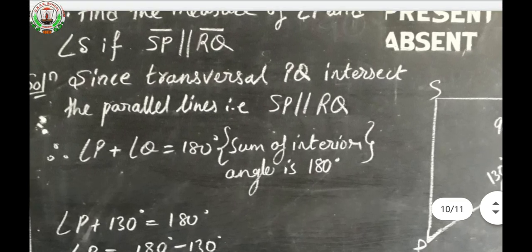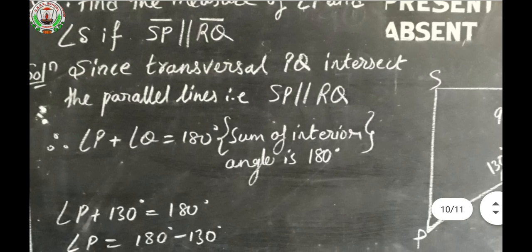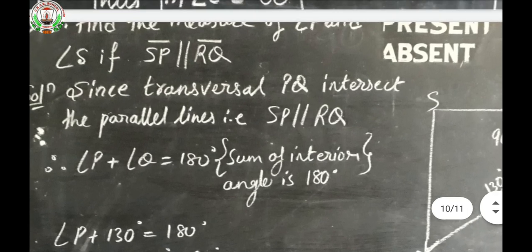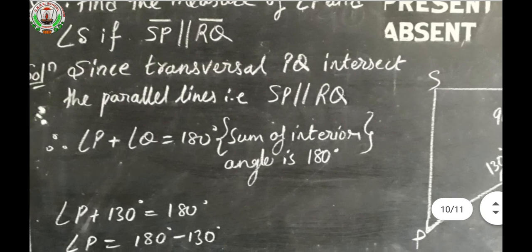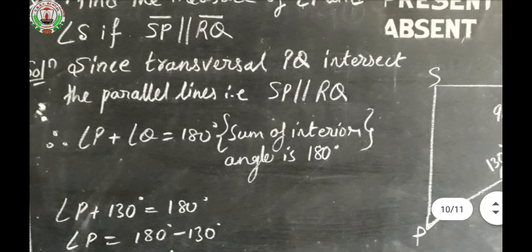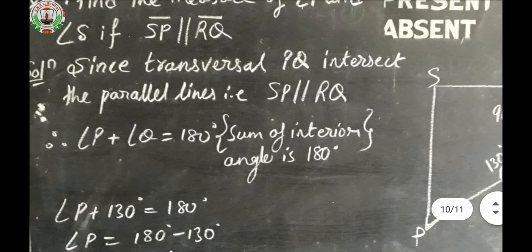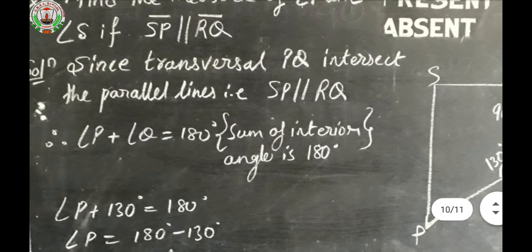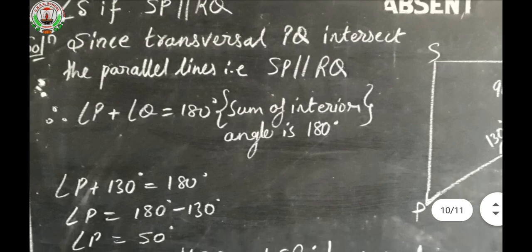Question number 12 is not clearly visible, so I am reading the question. You just have to note it down. It says: find the measure of angle P and angle S if SP is parallel to QR. Okay, so here is the solution.